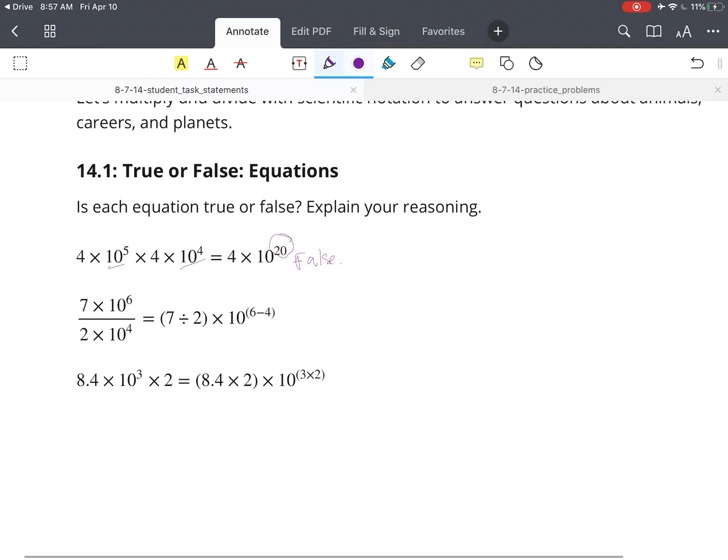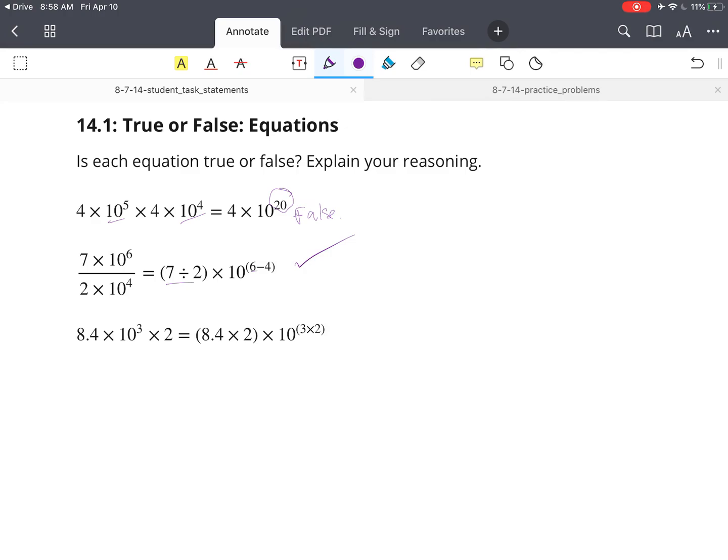Okay? Similarly here, we're dividing 7 divided by 2, that's correct. And then 10 to the 6th over 10 to the 4th, since we're dividing, that becomes subtraction. Yep, that's correct.